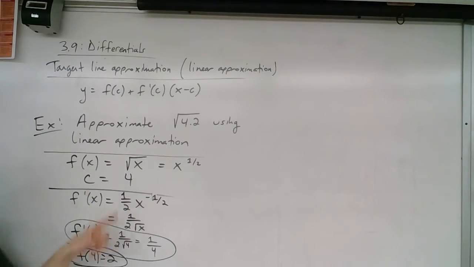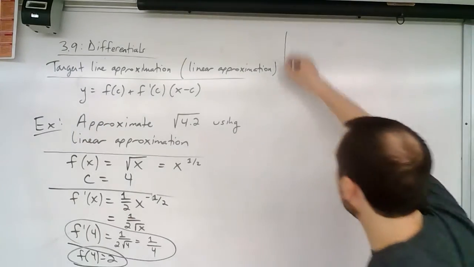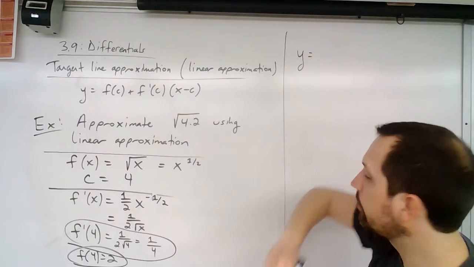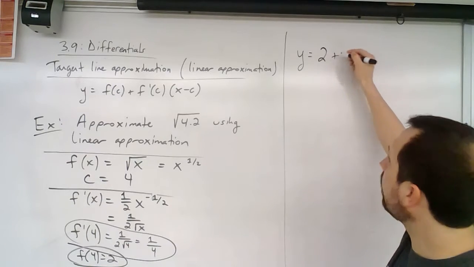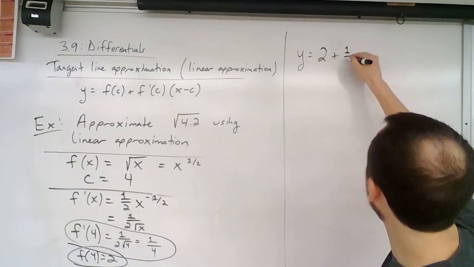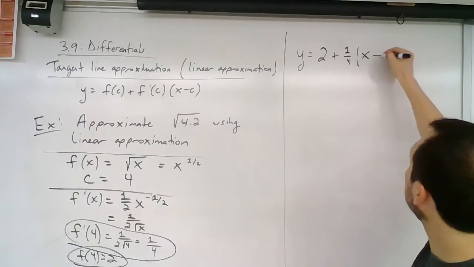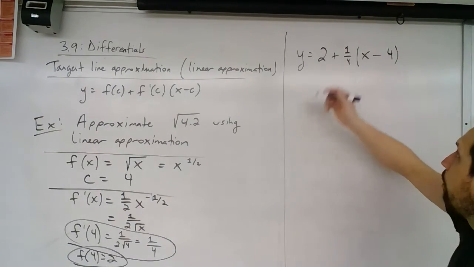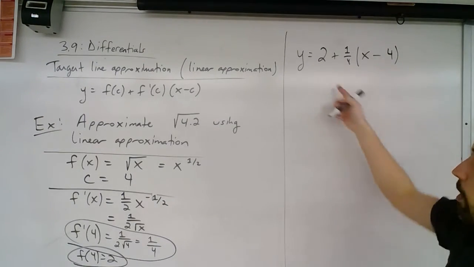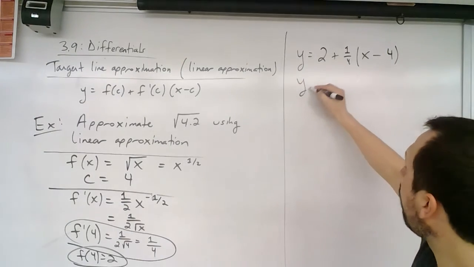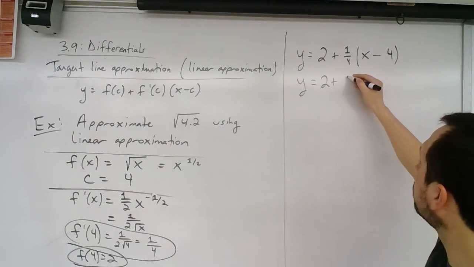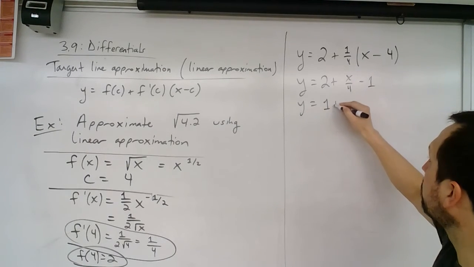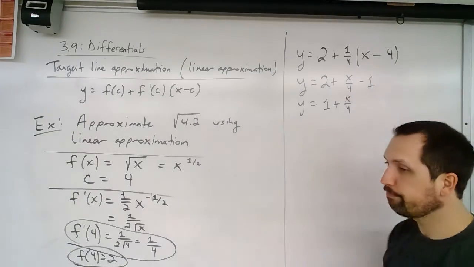So between these two things, I can now plug things into my linear approximation. So my linear approximation says y is going to be f of c, which we said was 2, plus f prime of 4, which we said is 1/4, times x minus our c value, which we said was 4. So now this is what our linear approximation is for any type of function. So y is equal to 2 plus x over 4 minus 1, or in other words, y is equal to 1 plus x divided by 4.